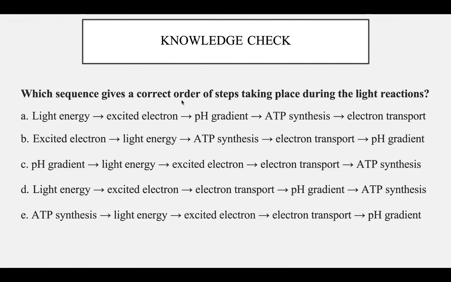All right. We have a few different answers. The correct answer is D. So light energy is required for chlorophyll to excite the electron. That electron goes through the electron transfer chain. The electron transfer chain creates a gradient, which then is responsible for producing ATP synthesis at the end.